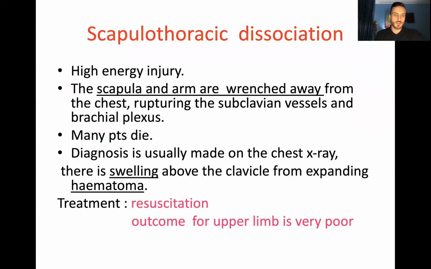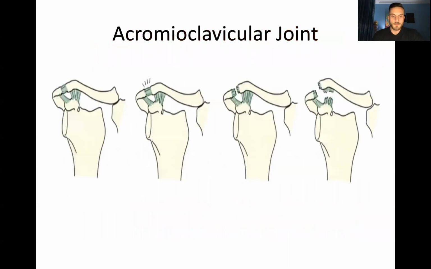Scapulothoracic dissociation. You know that the scapulothoracic joint usually moves when you are abducting your arm. So the last few degrees of your shoulder movement are done by the scapulothoracic joint. Dissociation usually is diagnosed by X-ray. The treatment is usually resuscitation because it's a high energy trauma. You may have other injuries, and that's it.